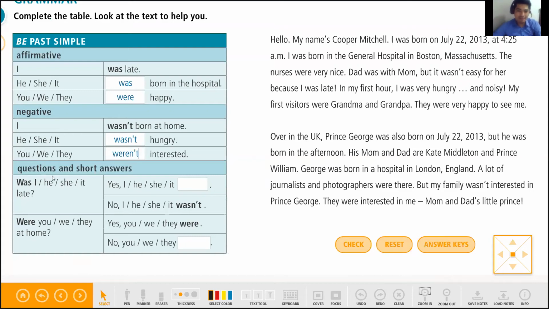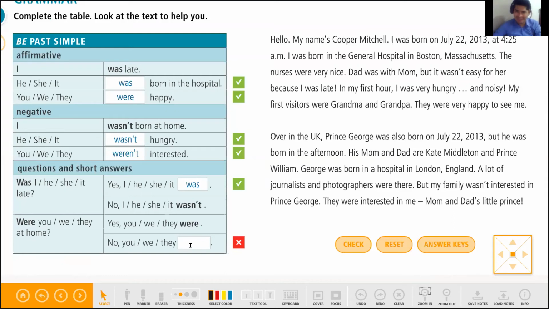And here I have the part of the questions and short answers. The question is, was he late? Yes, he wasn't. Yes is affirmative and wasn't is negative. So is that possible? No. So, yes, he was. Okay, so this is the correct answer. Let's check them. Oh, sorry, I forgot the last part. Were you or were they at home? No, they weren't.